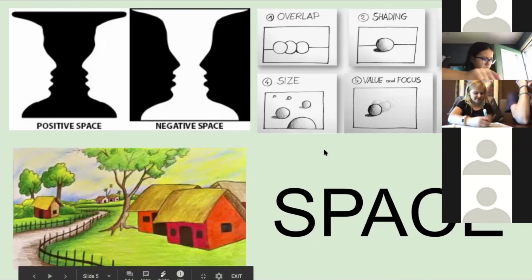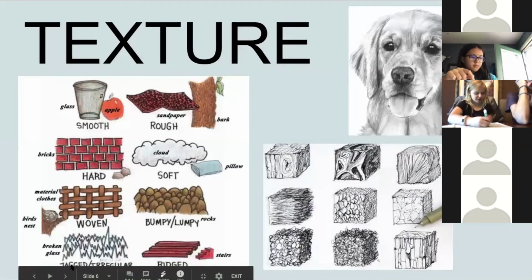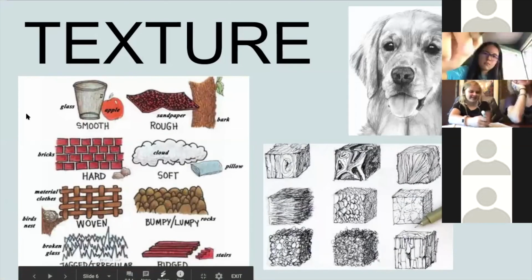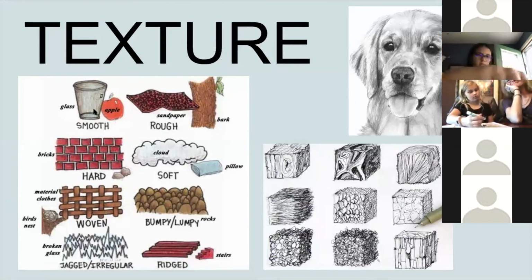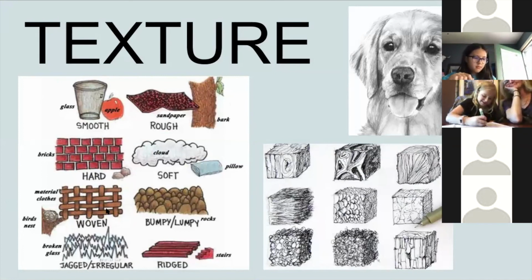Okay, so that's space. The next one is texture, and most of us got this one too. Texture is how something feels, and you can depict how something feels by drawing it. So you can look at these pictures: smooth, rough, hard, soft, woven.